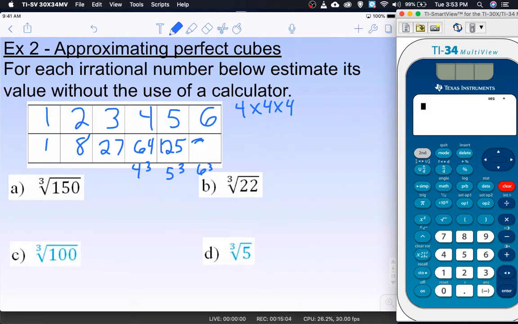216. Let me double check, make sure I didn't make any other mistakes. 1, 8, 27, 64, 125, 216. These all look good now.